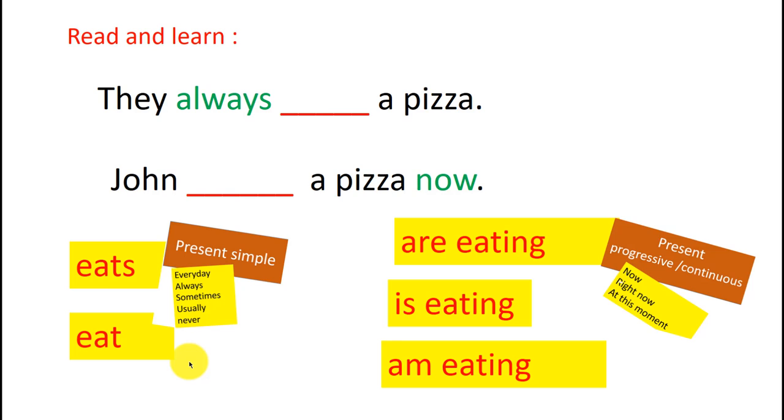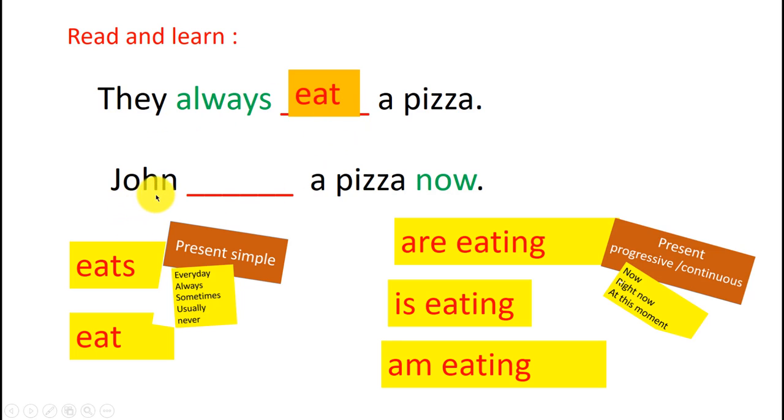So which verb will we choose? Which form? Is it eats or eat? Yes, we count to 5. Which verb? Yes, it's eat. Very good. It's not eats. Why? Because it's they. We say they eat. We don't say they eats.